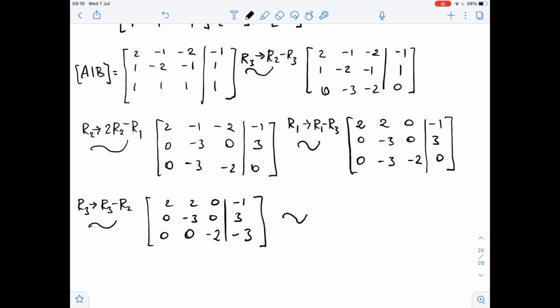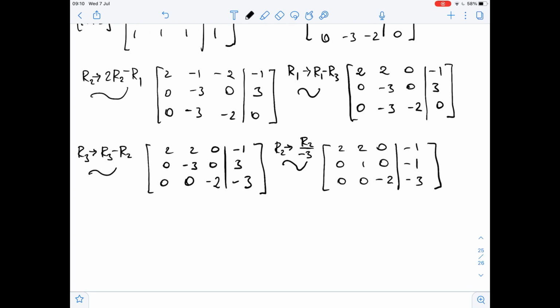And then our next step is we divide our second row by -3. So row 2 becomes row 2 over -3. And we get 2, 2, 0, -1, 0, 1, 0, -1, 0, 0, -2, -3.